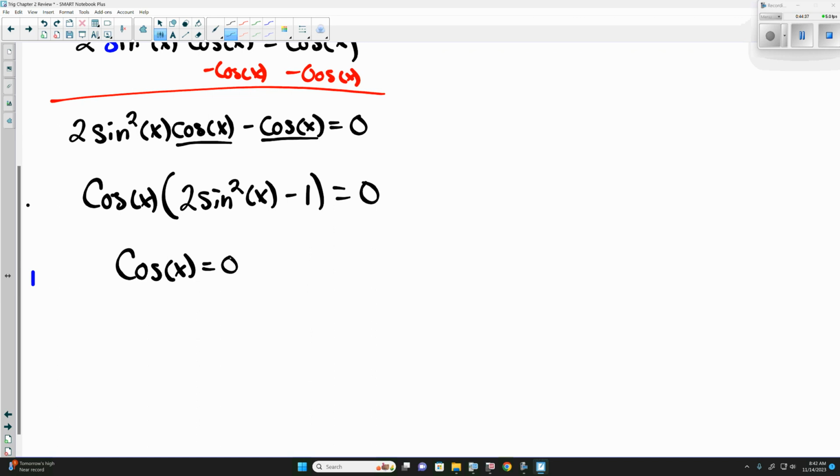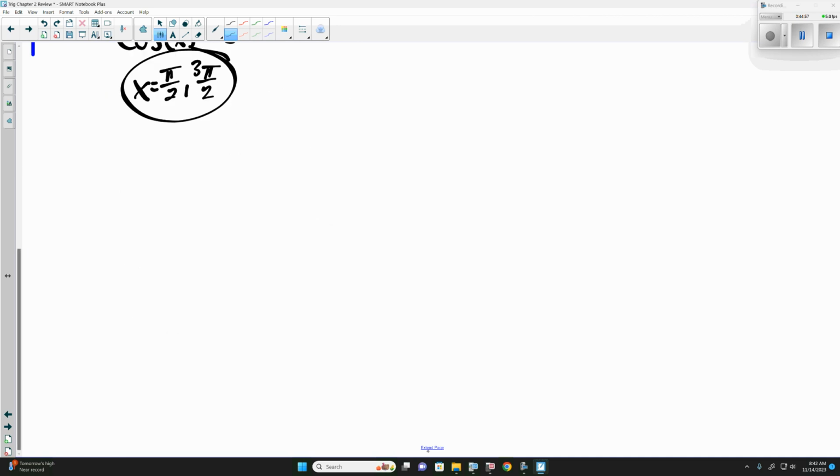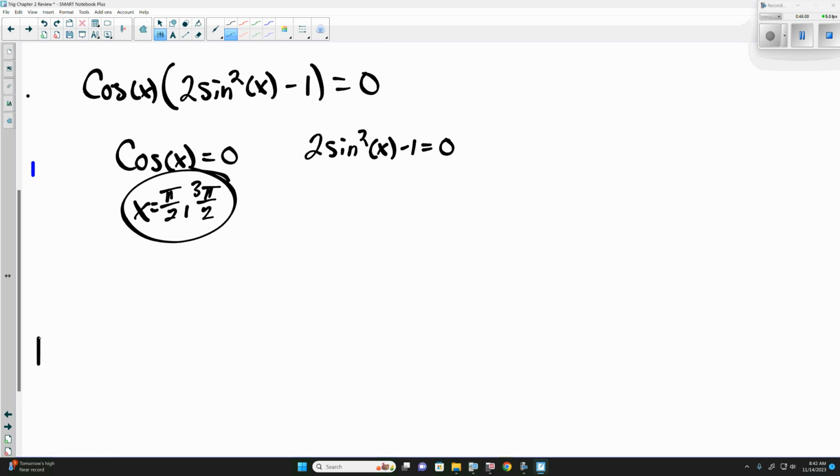One of them is cosine of x equals 0. Pi over 2, 3 pi over 2. Straight up and down. And it's all in terms of cosine, so we don't have to do anything. 2 sine squared of x minus 1 equals 0. We do have to do some calculations with this, but I only have one trig function, so I can just solve it. I don't have to worry about trying to convert anything over. If we had had a number, like I had written in earlier, then we would have to do something a little bit different.